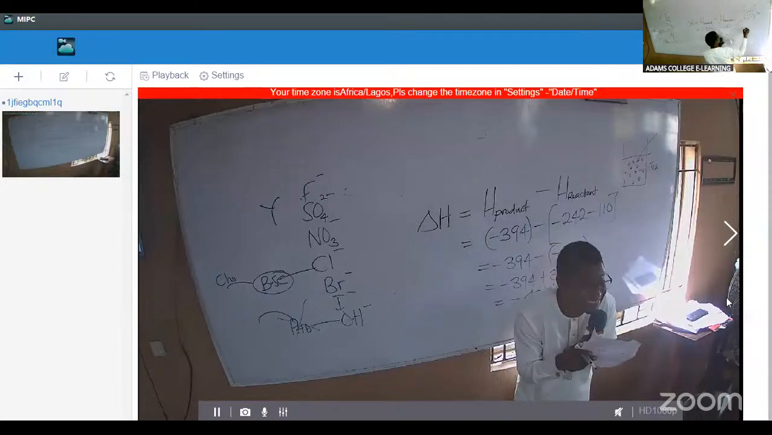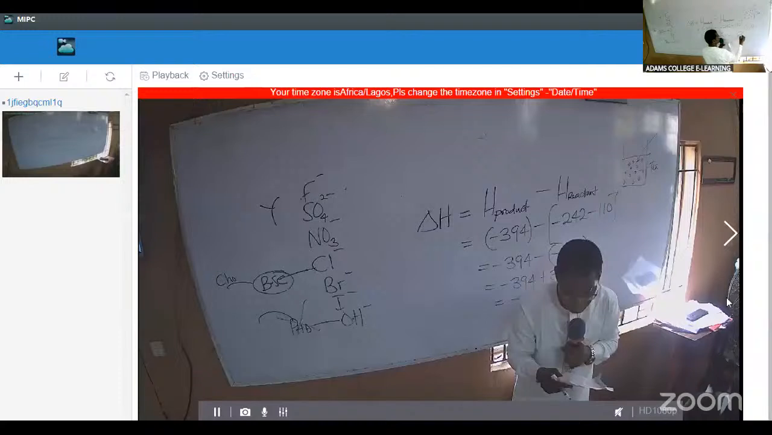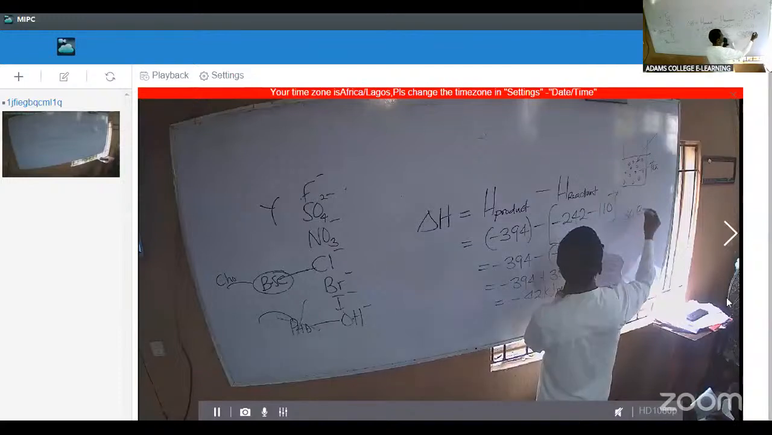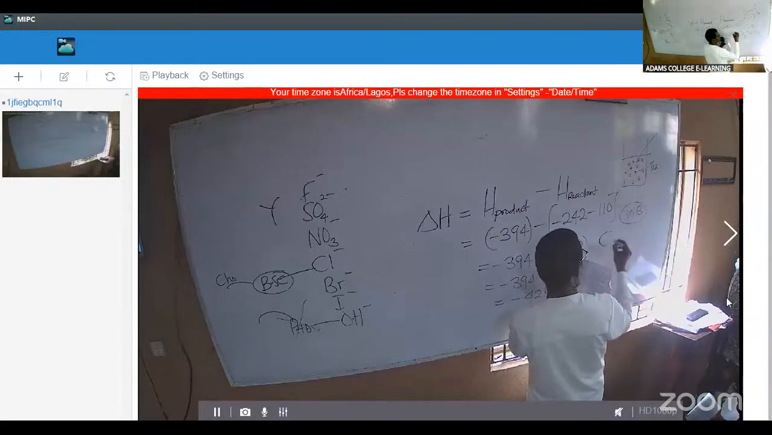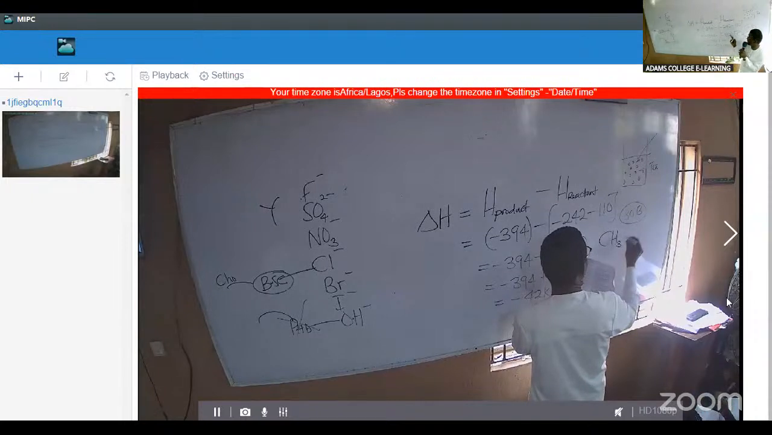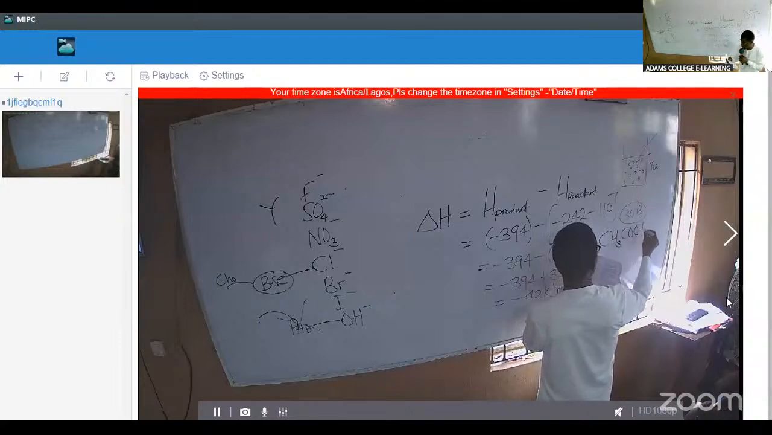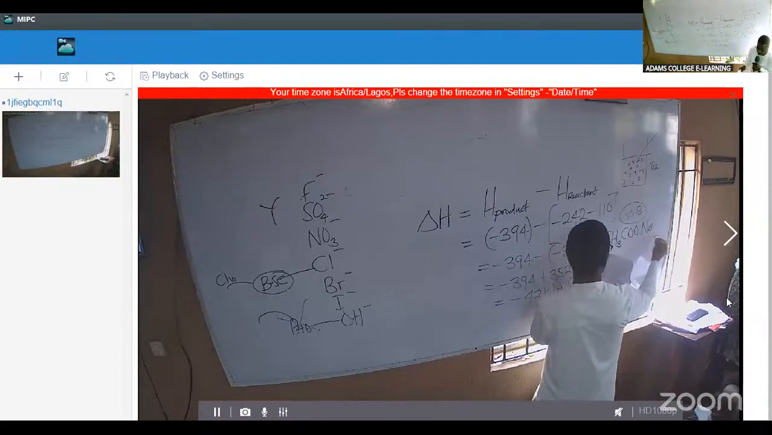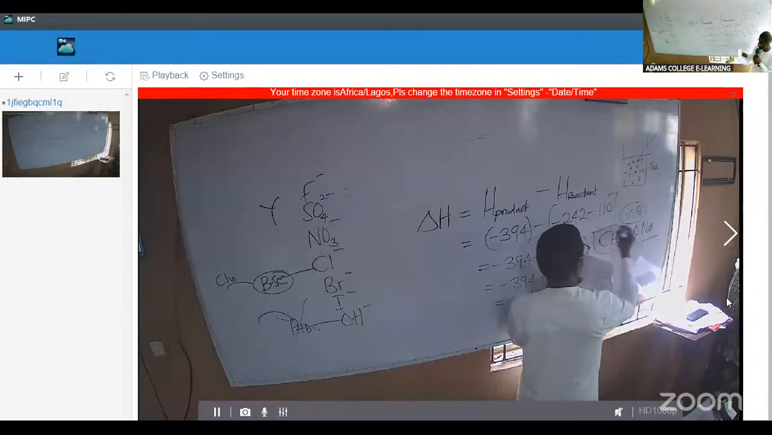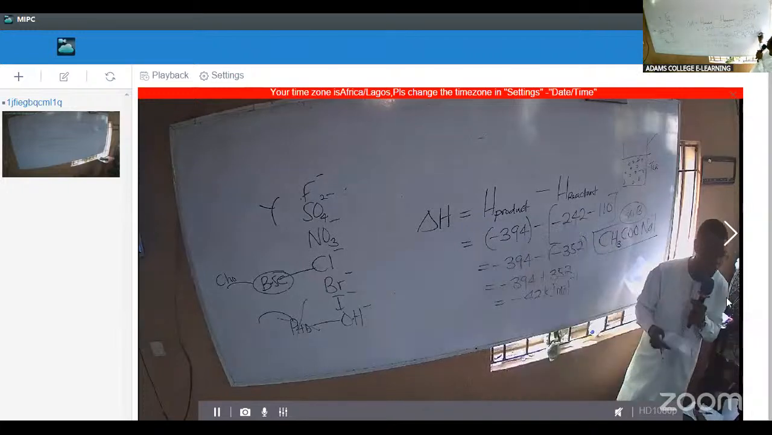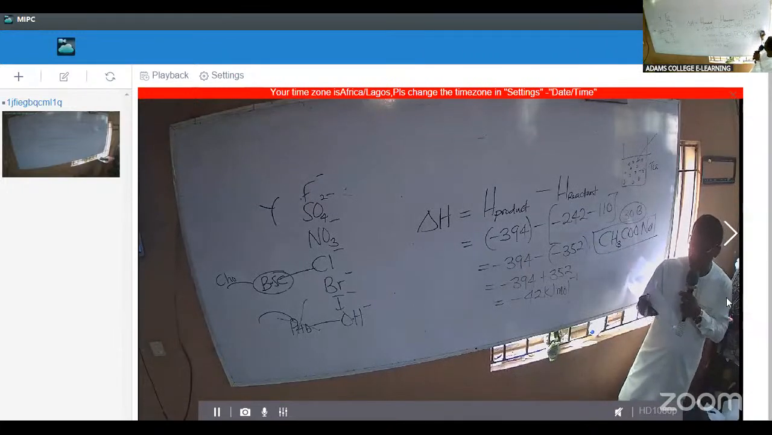Now B. What does that mean? It's sodium ethanoate. Acetate means ethanoate. It contains positive and negative ions. If you pick alcohol, you are wrong. So the answer is B, sodium acetate, because it contains positive and negative ions.